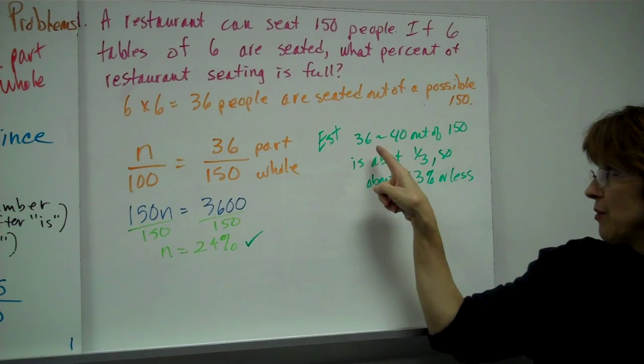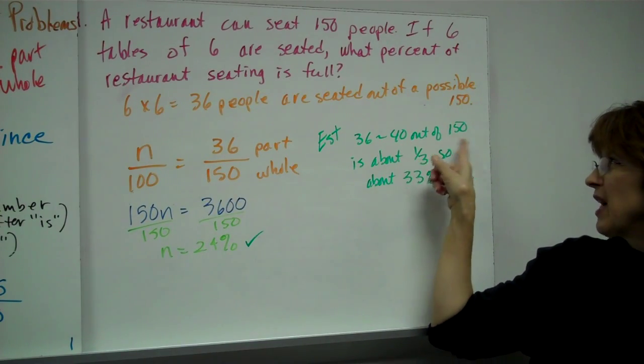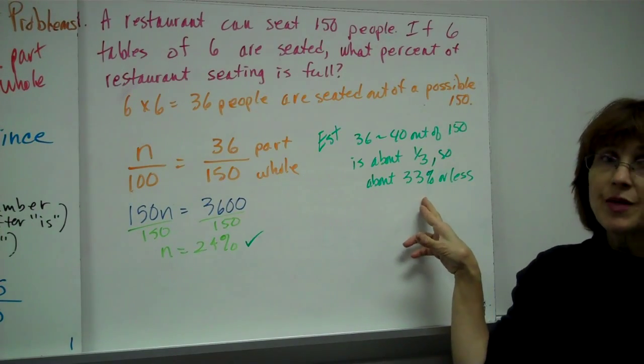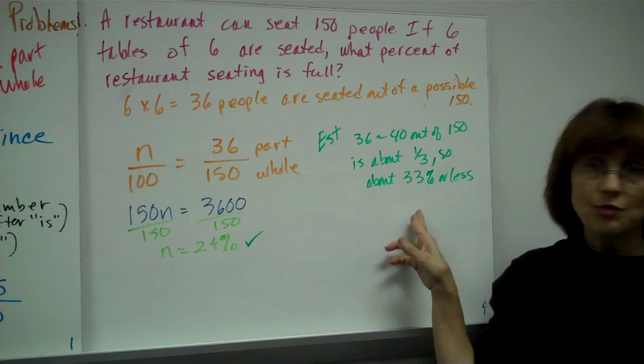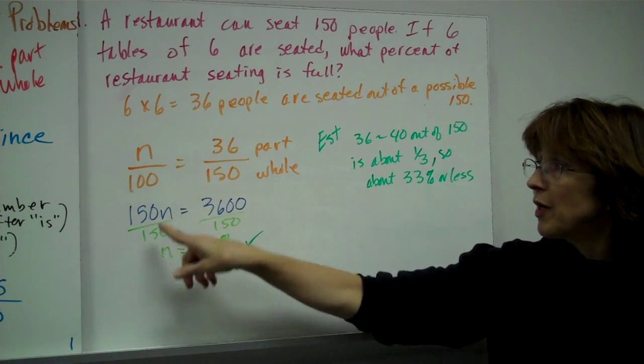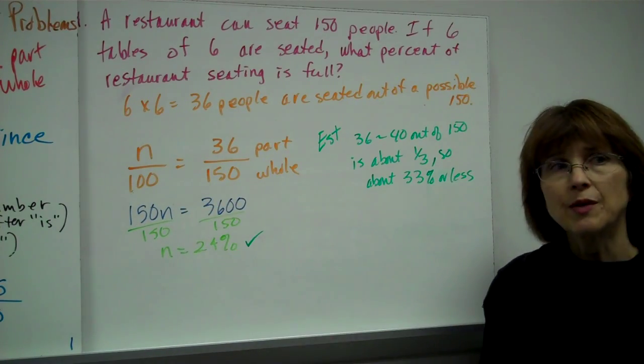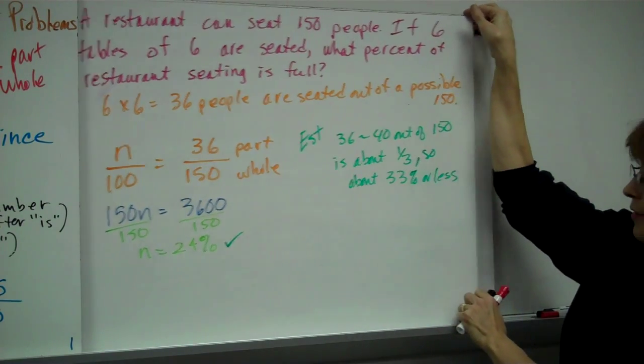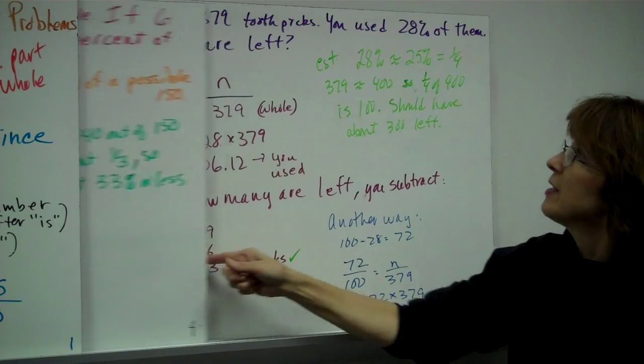Again, you think about estimating. Well, 36 is about 40. 40 out of 150 is almost close to 50, and 50 out of 150 is 1/3. So I'm thinking it's going to be less than 33%, because that's 1/3. So we do our cross products, and we find out that it's 24%. So I knew it was less than 33, and that's exactly what it is. Okay, just got a few more examples.